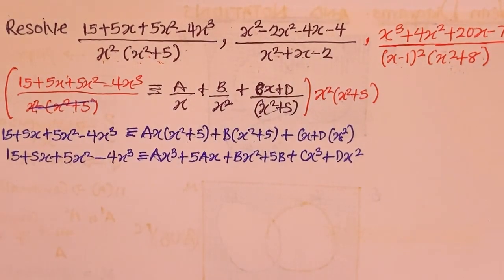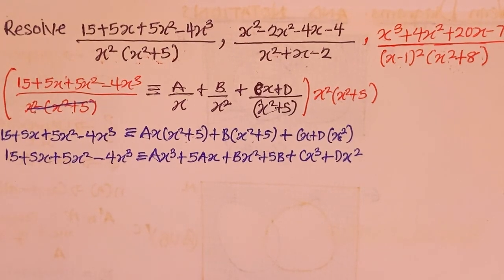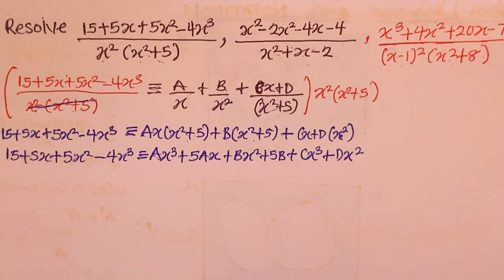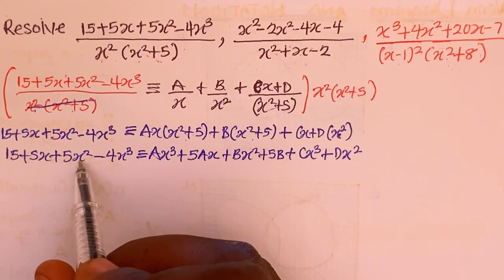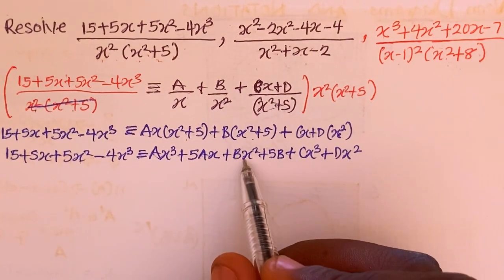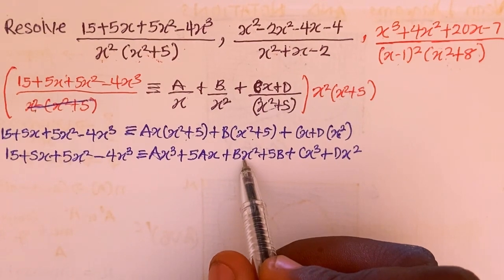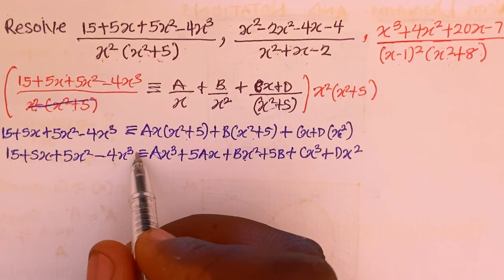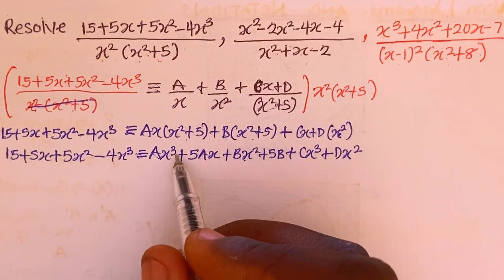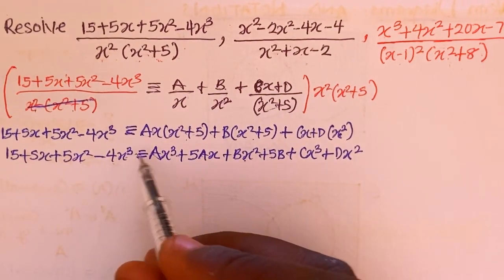Now what I'm going to do is compare the coefficients. Comparing the coefficients means I'm going to compare each coefficient of the power of x on the left hand side with the coefficient of the power of x on the right hand side. The highest power of x here is 3, and the highest power of x here is also 3. So I'm going to compare x raised power 3 with x raised power 3.